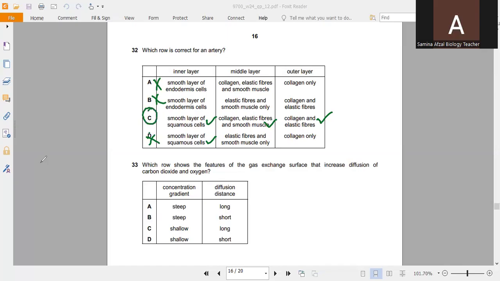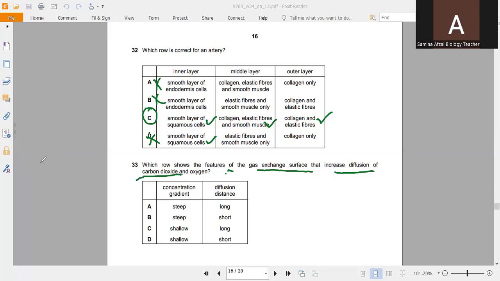C is the correct option, which shows the features of the gas exchange surface that increases diffusion of carbon dioxide and oxygen. So here in this case, you can see concentration gradient and diffusion distance, for the gas exchange surface and diffusion of carbon dioxide and oxygen.